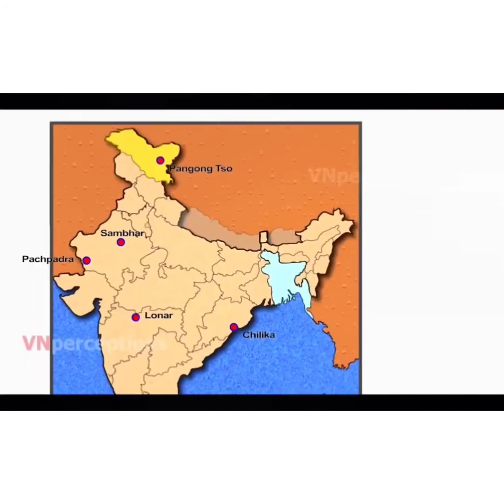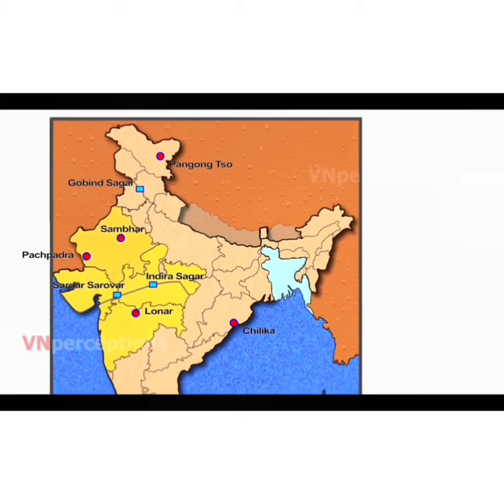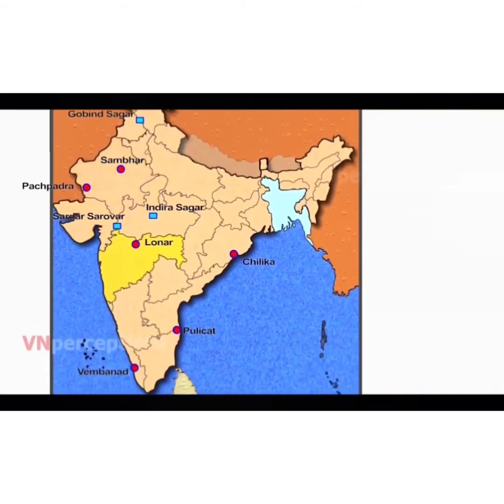Now let's talk about man-made and artificial lakes. First one is Govind Sagar. It is a reservoir situated in Himachal Pradesh and it is formed by the Bhakra Nangal Dam. Sardar Sarovar Lake. It is the freshwater lake built on the river Narmada by the Sardar Sarovar Dam. It provides fresh water to the states of Gujarat, Maharashtra, Madhya Pradesh and Rajasthan.